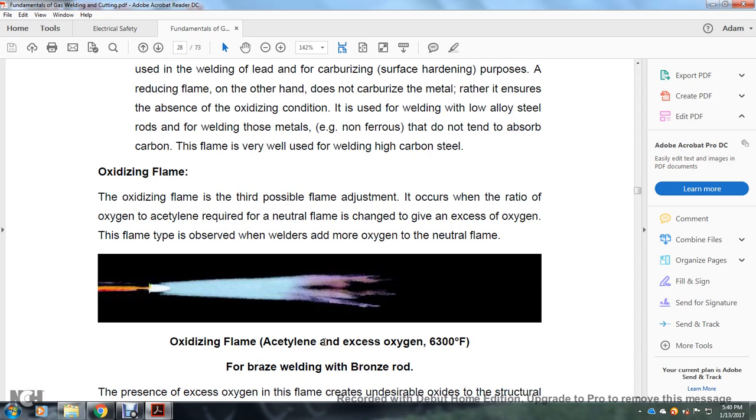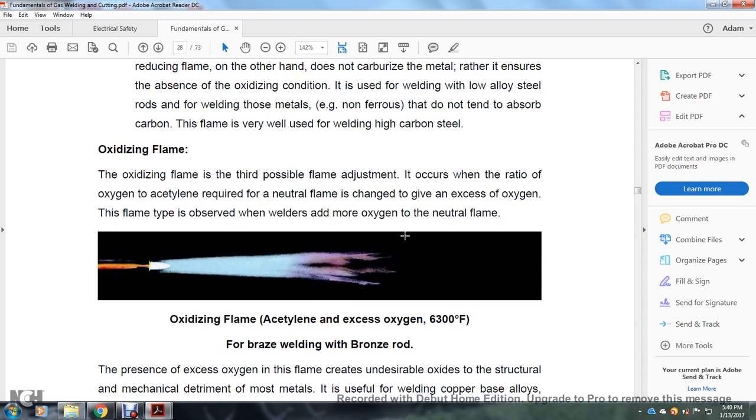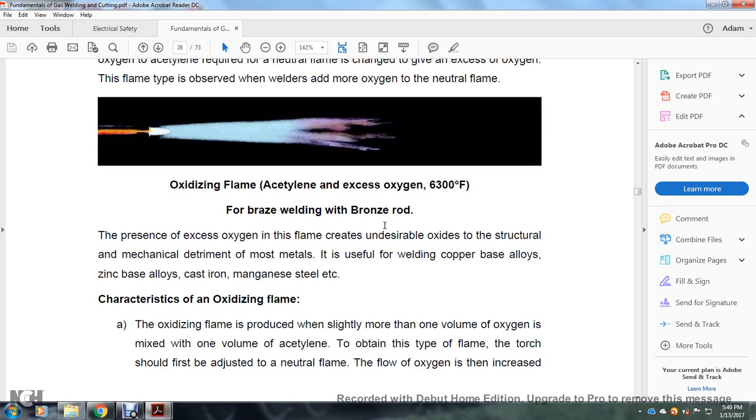Now, the oxidizing flame. The oxidizing flame is the third possible flame adjustment. It occurs when the ratio of oxygen to acetylene exceeds that required for a neutral flame. This type of flame is observed when welders add more oxygen to the neutral flame. The oxidizing flame has excess oxygen and reaches 6,300 degrees Fahrenheit. In braze welding with bronze rod, the presence of oxygen in the flame creates an undesirable oxidized structure and mechanical deterioration of most metals, including copper-based alloys, zinc-based alloys, cast iron, manganese steel, magnesium steel, etc.